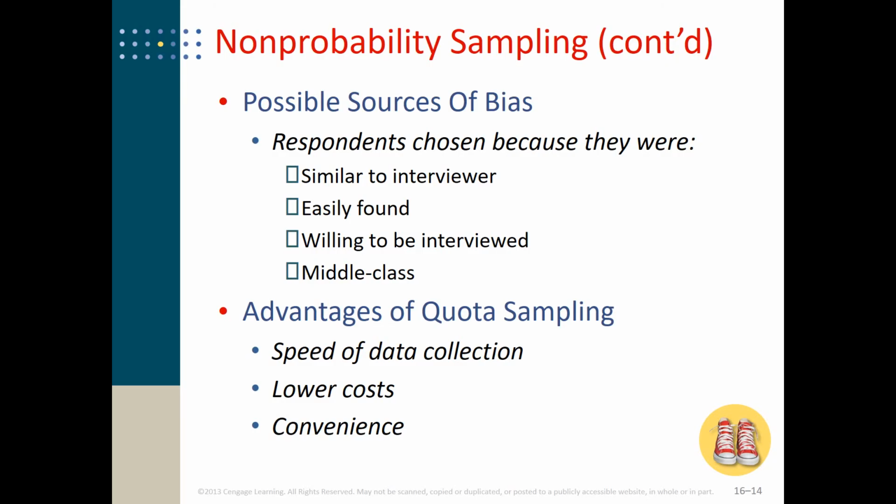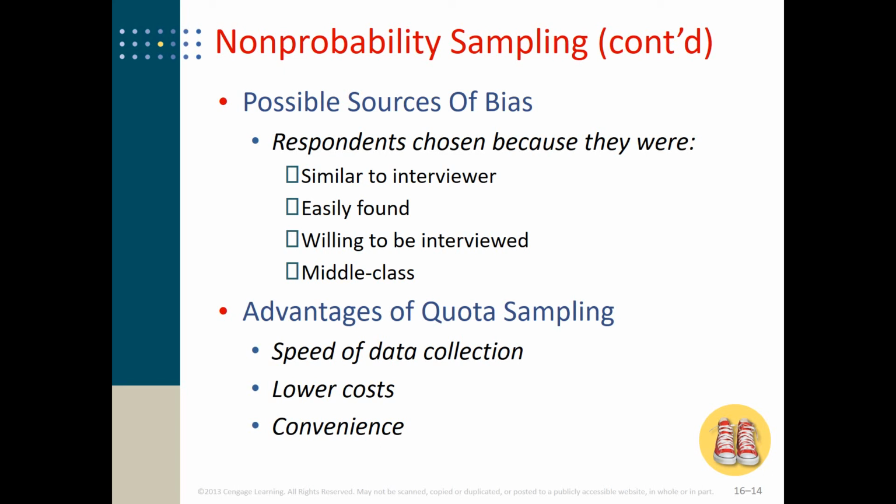And you can see the possible sources of bias when a respondent is chosen by an interviewer. There can be several sources of bias, like similar to the interviewer, easily found, willingness to be interviewed, and middle class. So what do I mean by similar? First of all, an interviewer will try to select a respondent who is similar to the interviewer. For example, if an interviewer is a student, first of all they will select some students to take part in the interview. And also easily found. Interviewers often concentrate their interviewing in areas with heavy pedestrian traffic, for example downtowns, shopping malls, college campuses. So they find respondents where they can be easily found.